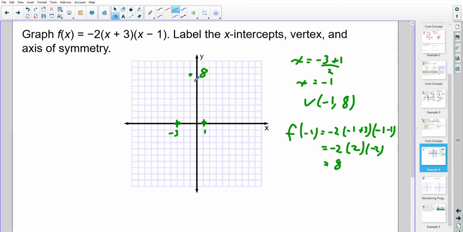Now, you know it opens down because this is negative as well. So the axis of symmetry is this, the vertex is this, and the graph looks like this.